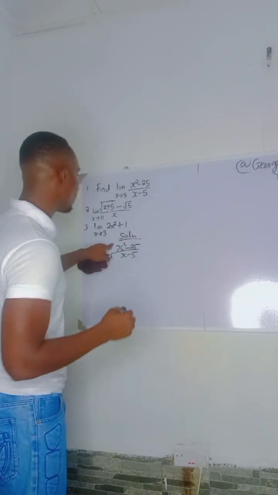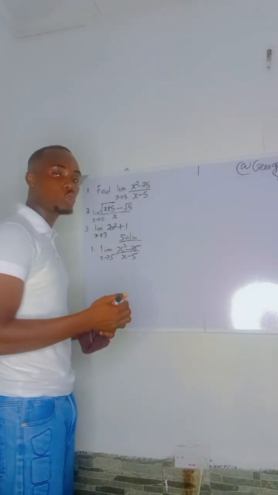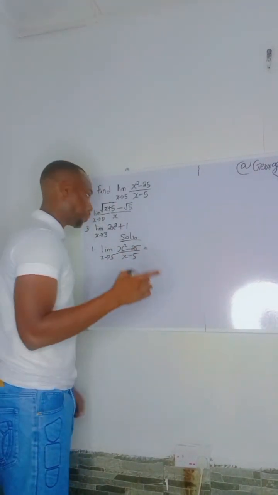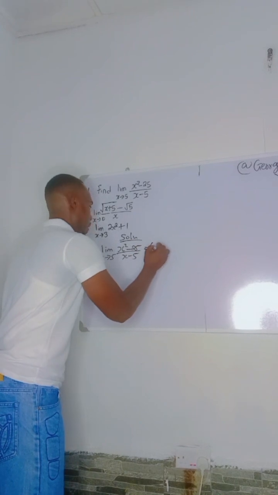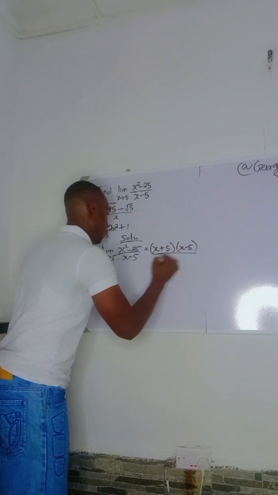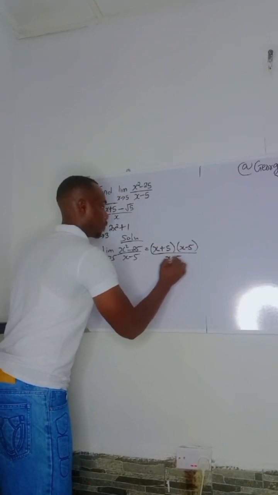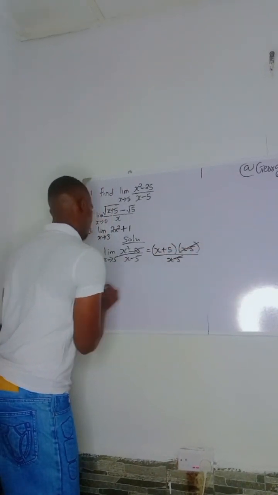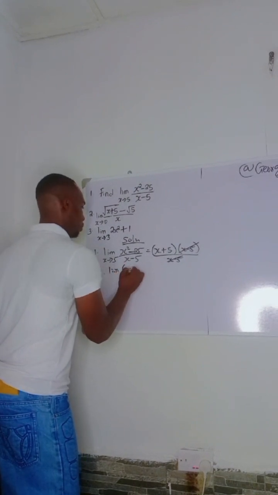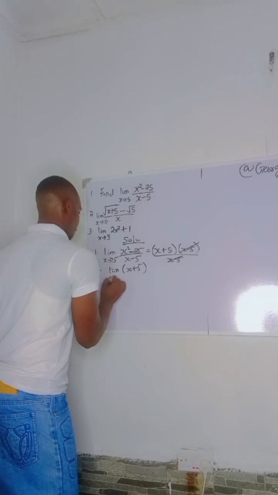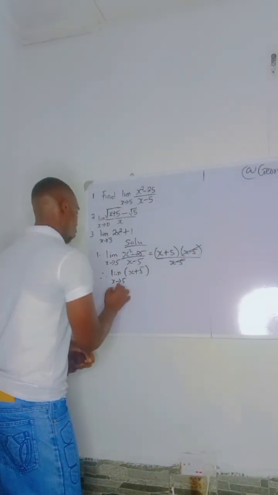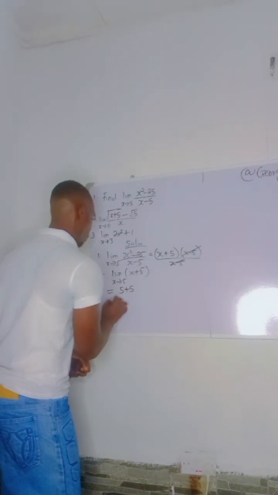We are going to express it like this. If you notice the numerator, that's the difference of two squares, and the difference of two squares can be represented like this: x plus 5 times x minus 5 all over x minus 5. Now x minus 5 is going to cancel out x minus 5. So therefore, the limit of x plus 5 as x tends to 5 is equal to, now you substitute the value of x as 5, it becomes 5 plus 5.